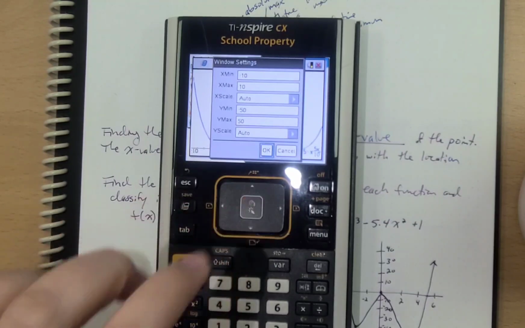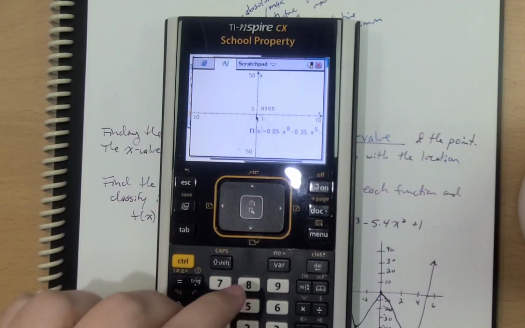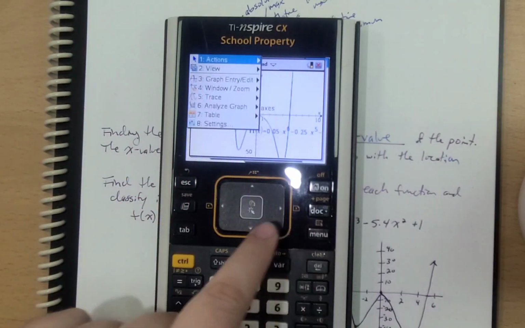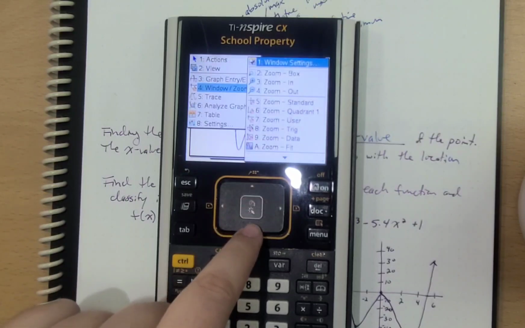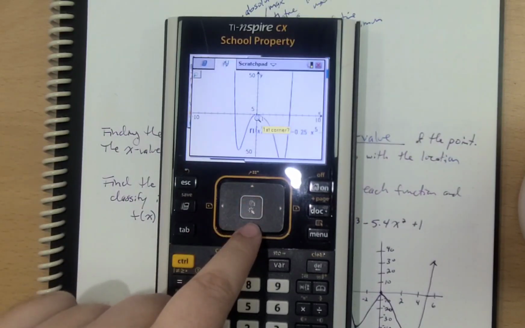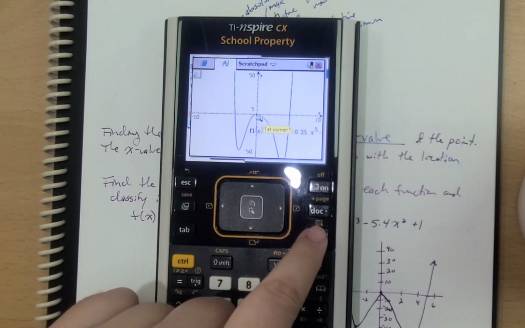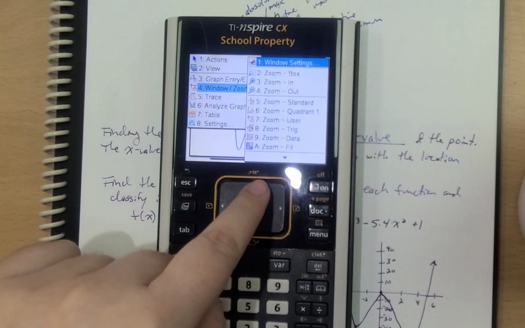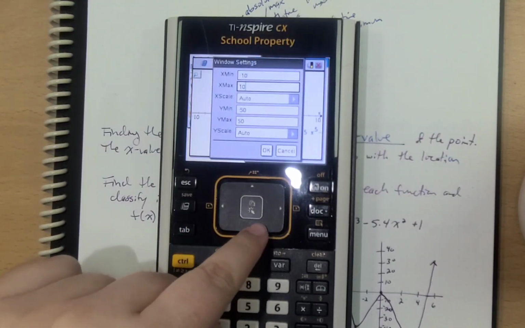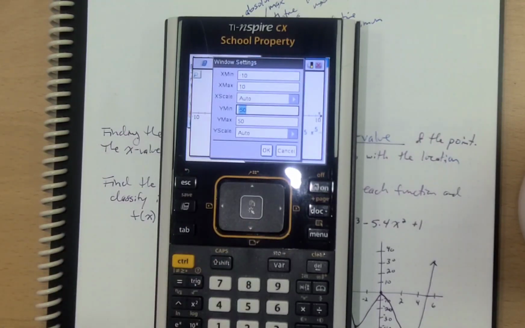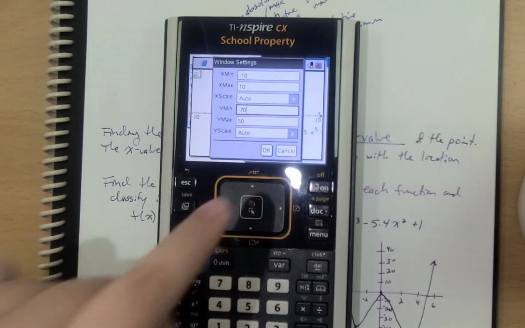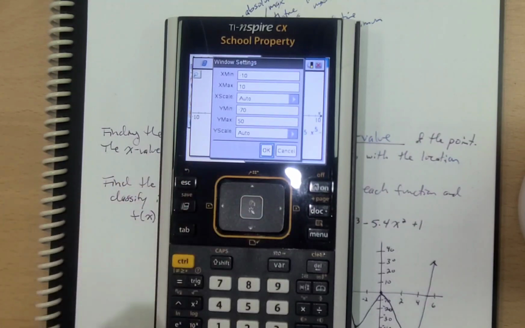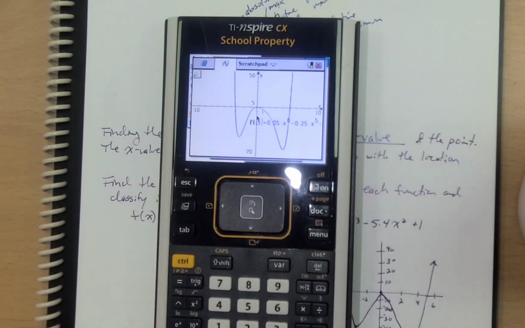And see what this looks like. So if we graph that, okay, that's looking a little bit better. I'm going to give it one more try here. Our window setting is not going to be negative 50. I need to have probably negative 70 there. And that should work okay. Let's hope. Okay, yeah, good. We've got our graph.